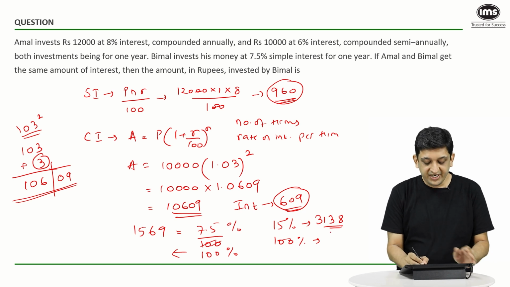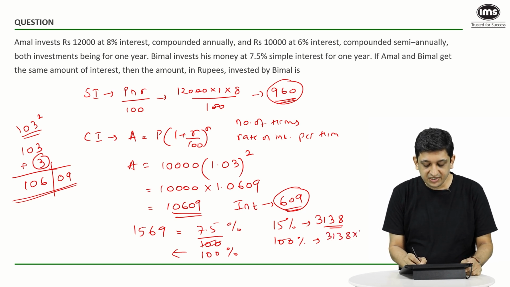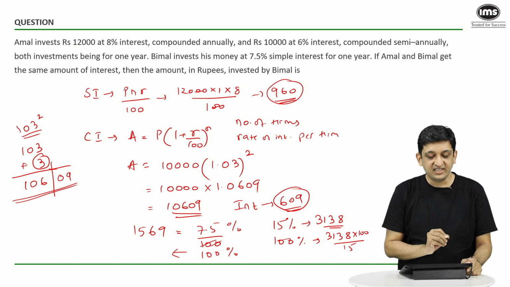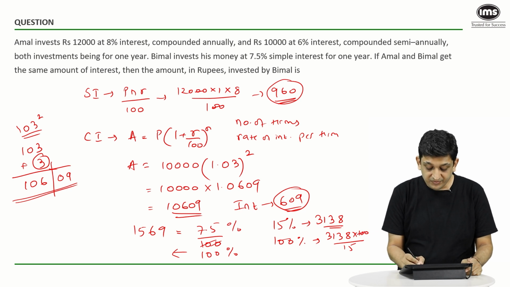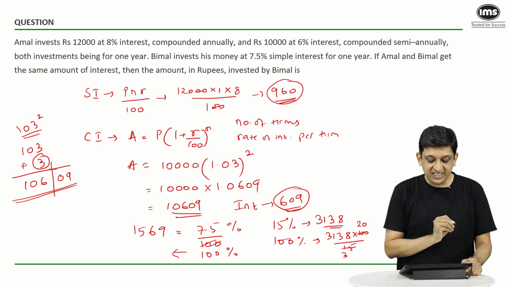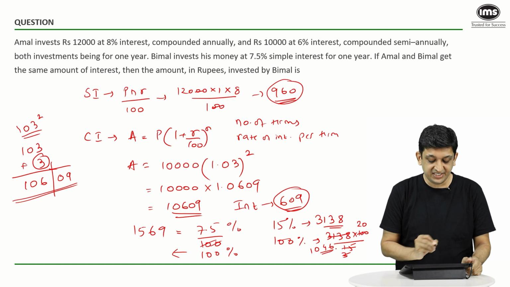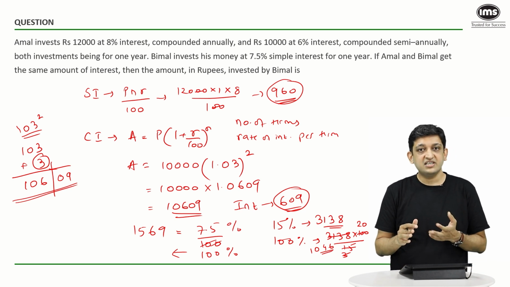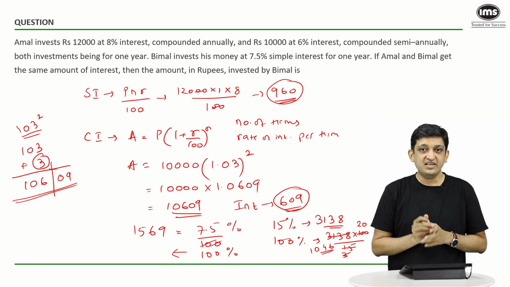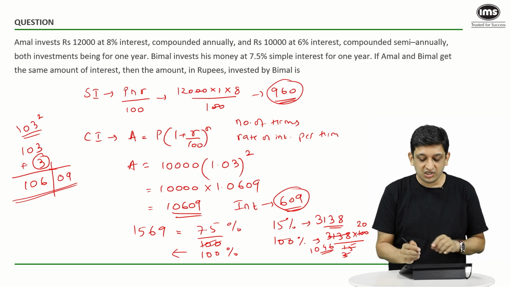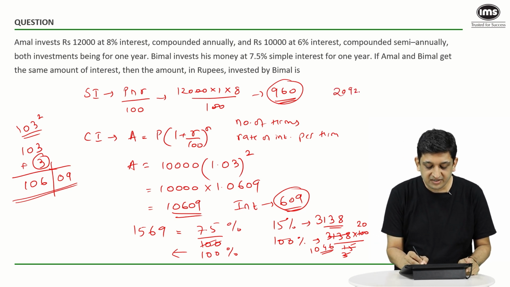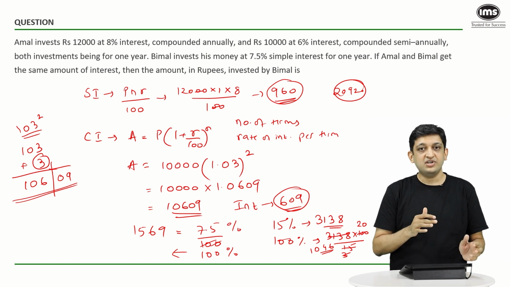So what will be 100%? You can simply do 3138 into 100 by 15 and you will get your answer. So 100 divided by 5 will give you 20. 15 by 5 will give you 3. You cancel out these two, you are going to get 3 1s are 3, 0s are 0, 3 4s are 12 and 3 6s are 18. So 1046 into 20, you are going to get 10,460 into 2 or 20,920. That is your answer, 20920.